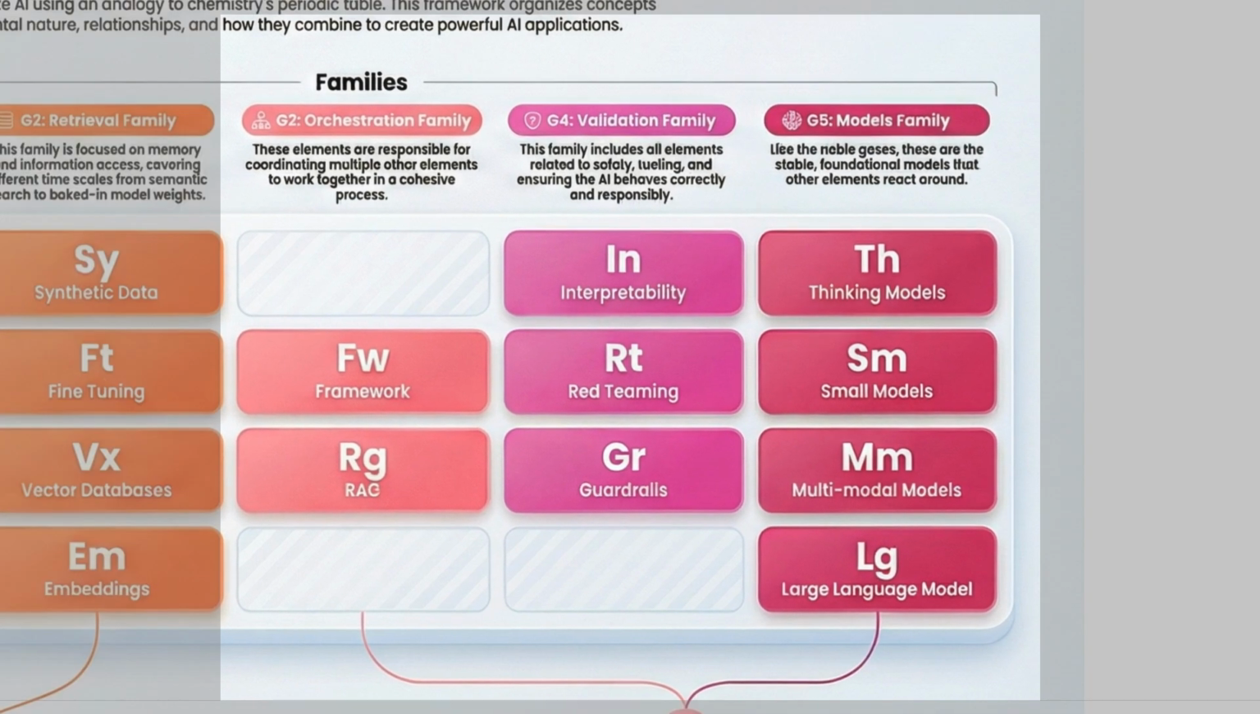Other families emphasize coordination, oversight, and modeling. Orchestration elements connect multiple components into cohesive flows. Validation includes testing, red teaming, and guardrails to keep systems safe and aligned. Model families cover core model types, from smaller specialized models to large general-purpose ones that everything else often centers around.